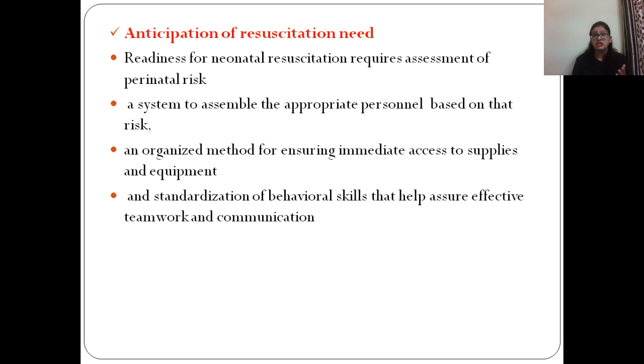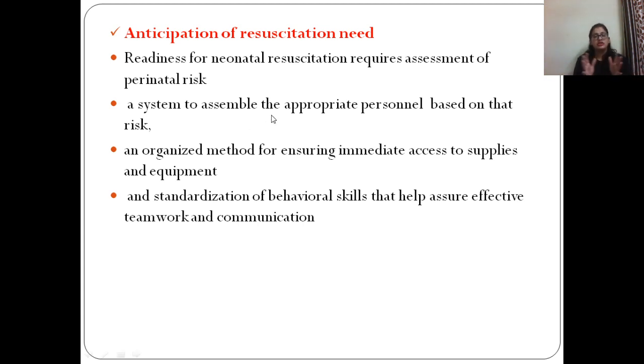So the anticipation of resuscitation need is to be done prior to the birth. So readiness for neonatal resuscitation requires assessment of perinatal risk. For example, you may know whether the child is born term or preterm, and whether the liquor would be meconium stained or not. Though this is not one of the questions to be asked, it will help you to know whether the child is depressed or not at birth.